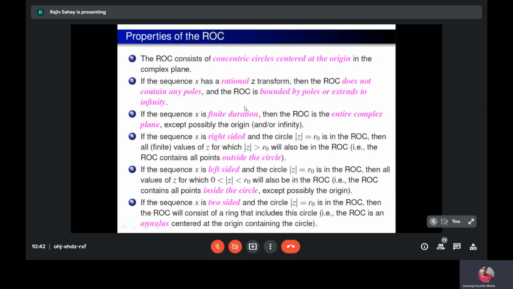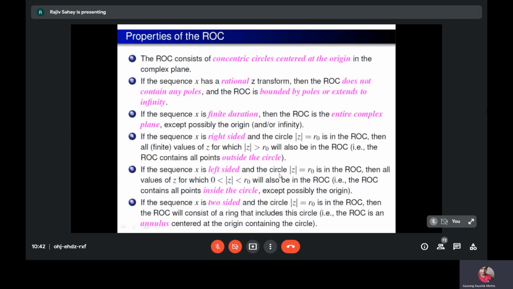If the sequence x is finite duration, then the ROC is the entire complex plane except the origin or infinity. Again, I will show you an example. It is just to classify different types of ROC. If the sequence x is right-sided, as we have already seen, alpha to the power n u of n minus n naught, then the circle mod z equal to r naught is in the ROC. Then all finite values of z for which mod z is greater than r naught will also be in the ROC. So the ROC will contain all points outside the circle.